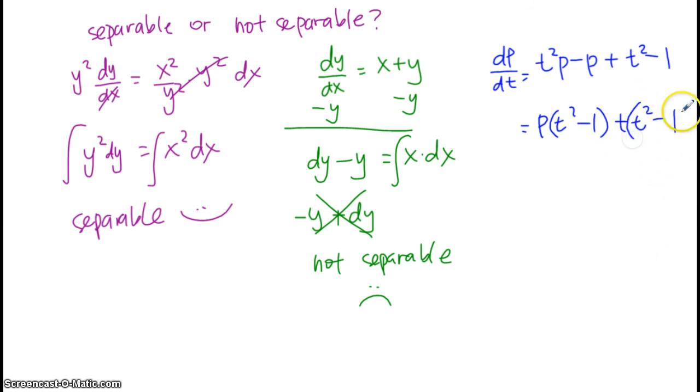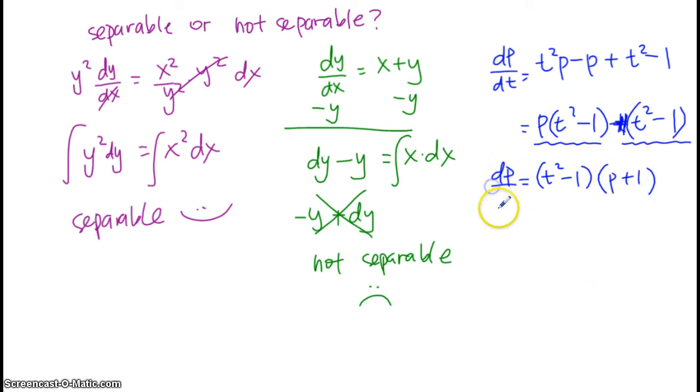What I can do is group the last two together, and then I've basically created two terms with a common factor of t squared minus 1. This is a plus sign. So out of these two terms, I'm going to factor out the common factor of t squared minus 1. And what I'm left with on the inside of the parentheses is p plus, there's a factor of 1 in the front.